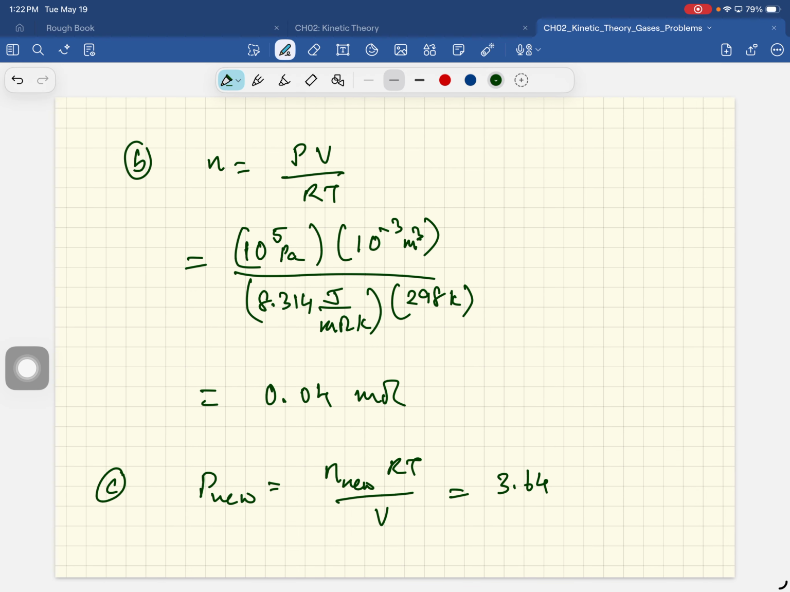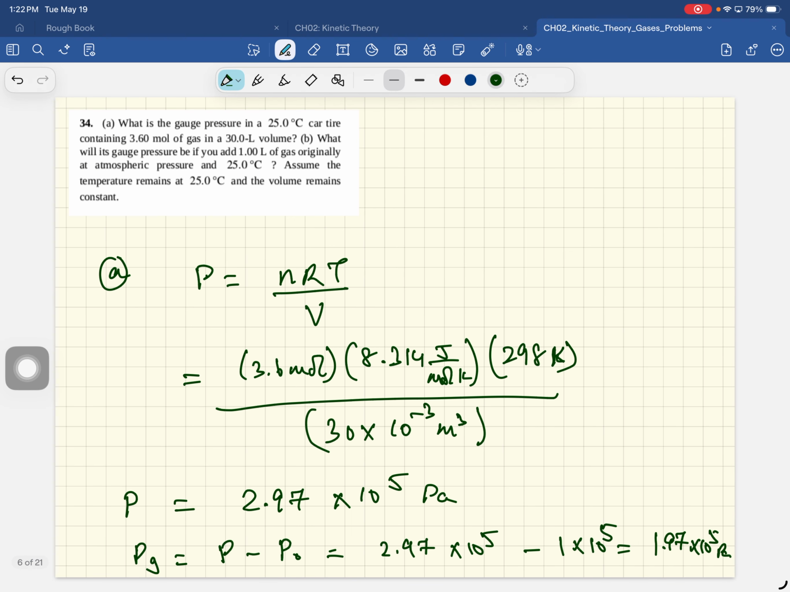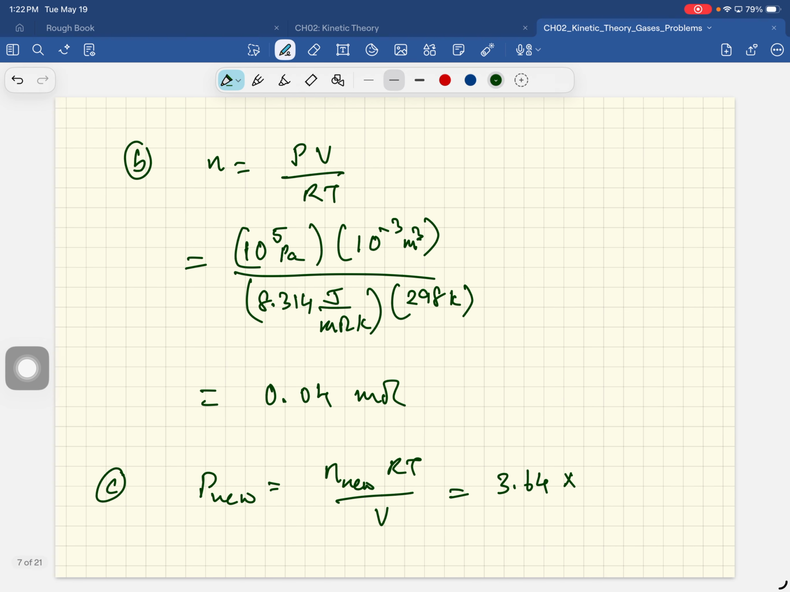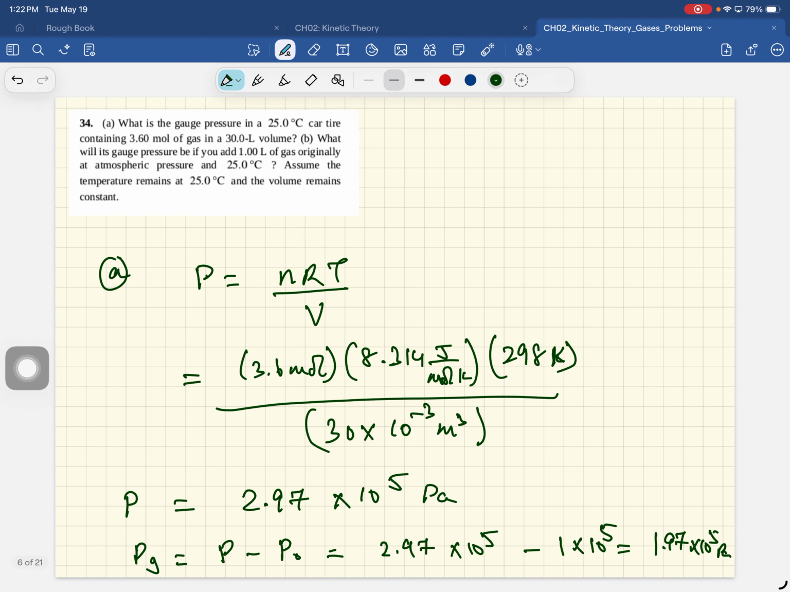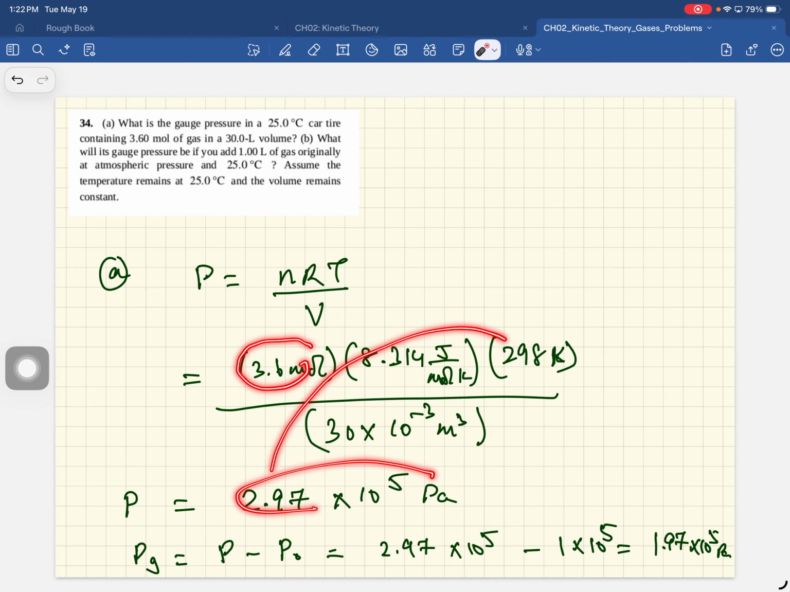So this problem says the partial pressure of carbon dioxide in the lungs is 470 pascals. Okay, what is atmospheric pressure? 10 to the power 5 pascals. 1% of that would be 1,000 pascals. Okay, this is 1 atmosphere. The partial pressure is 500 pascals, 0.5%.